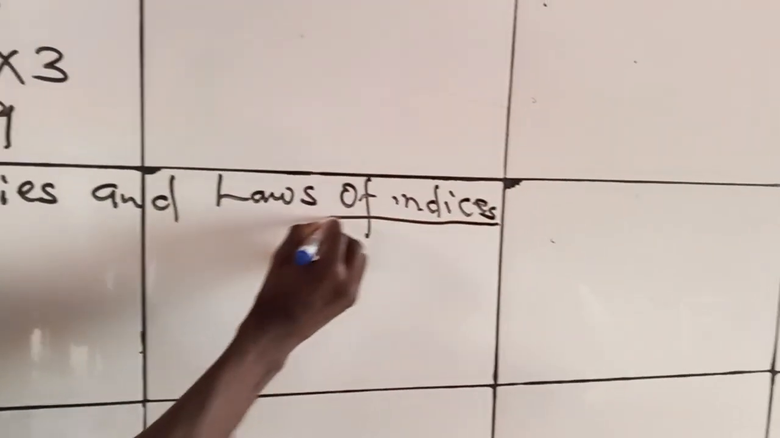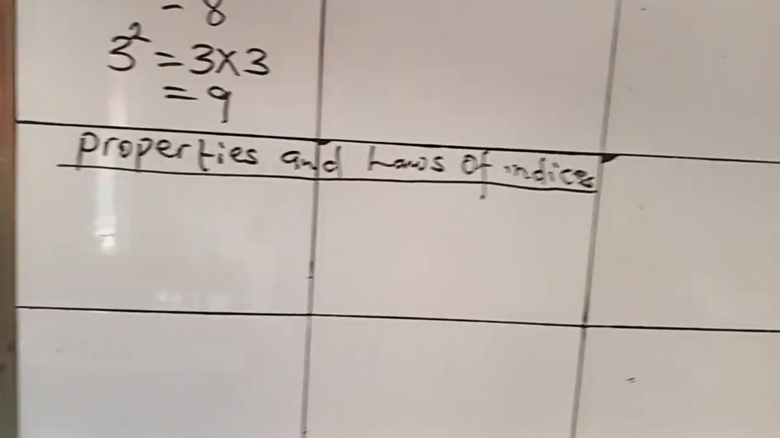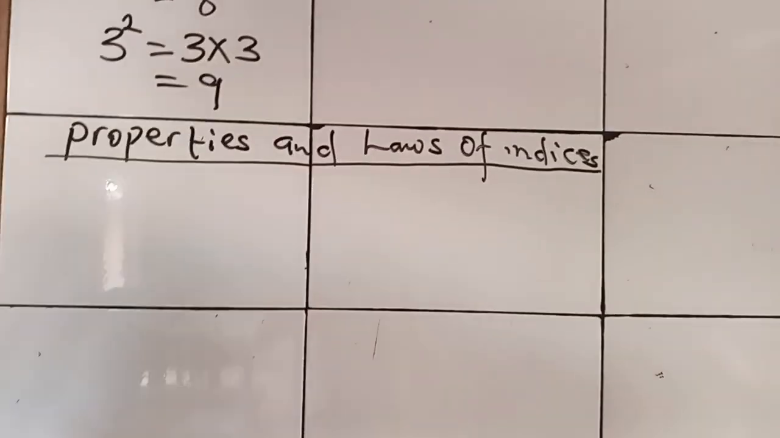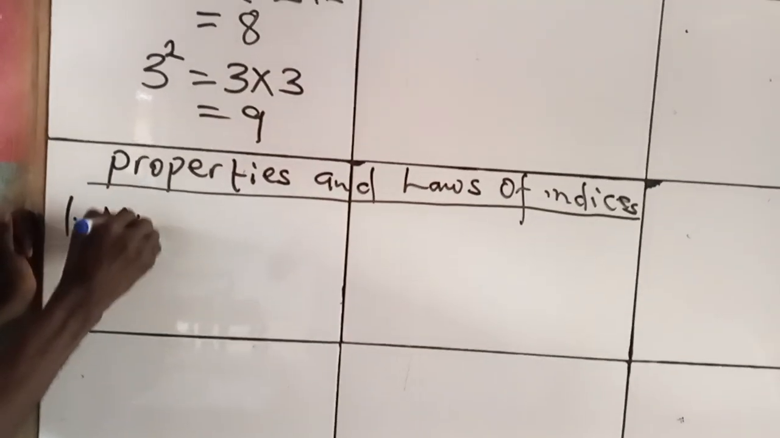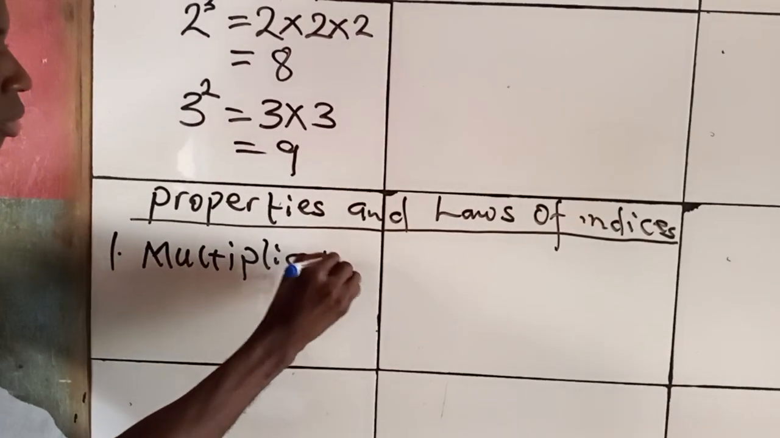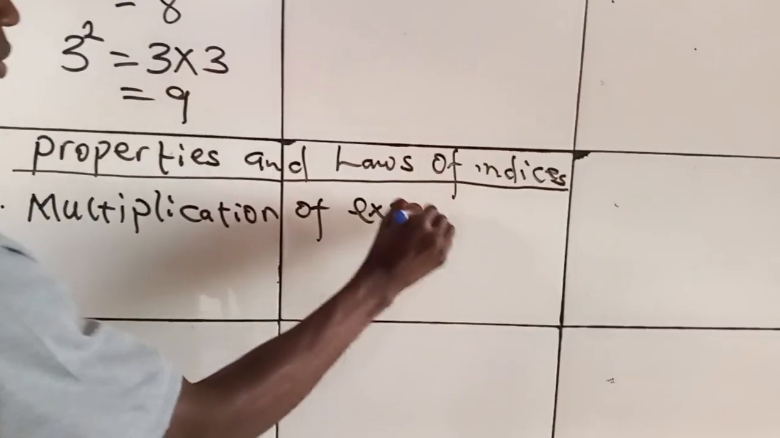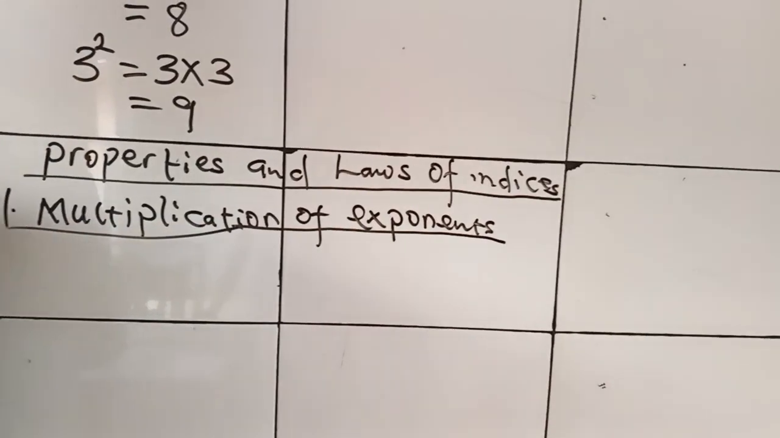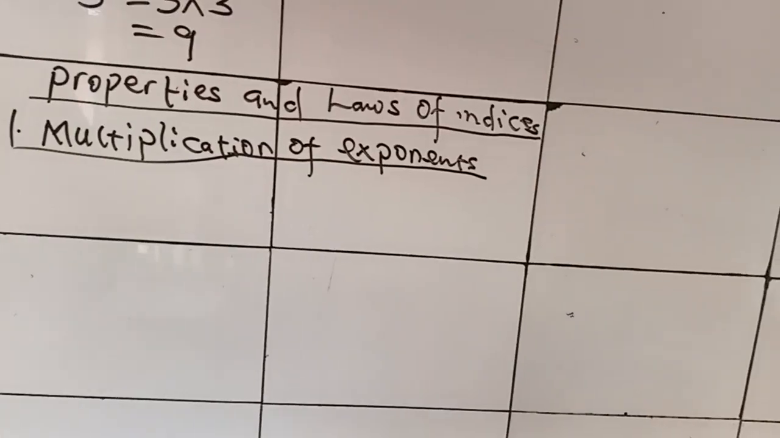So there are laws that govern indices, and when you follow the laws, you'll be able to get the right answers. So one of the first laws we have is the multiplication of exponents. Exponent being the power. So you can multiply the exponent.